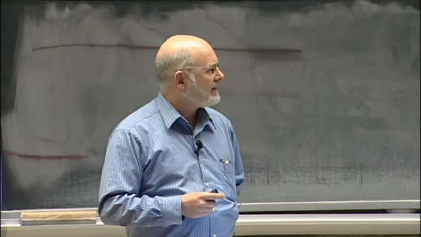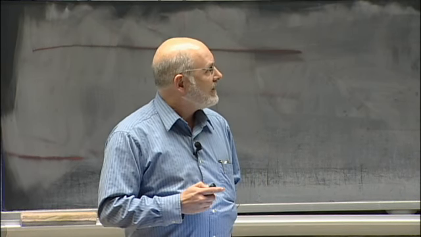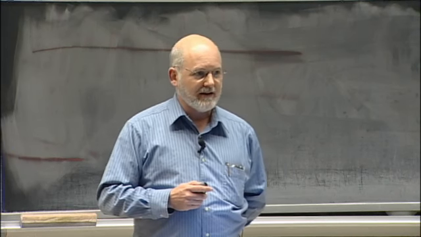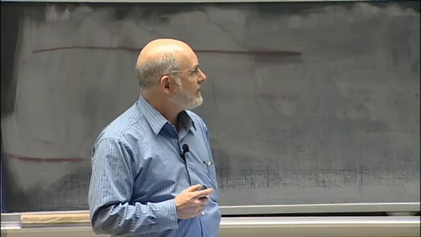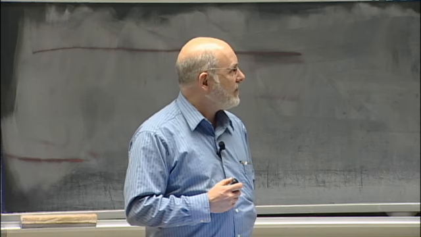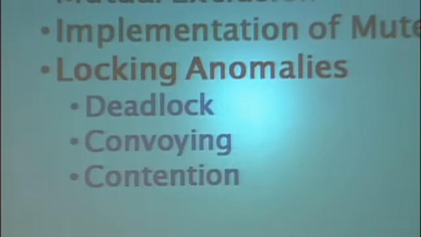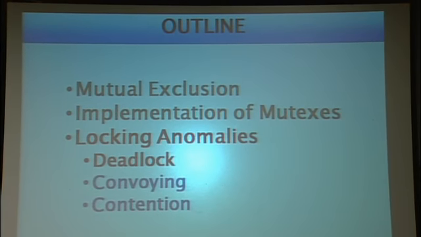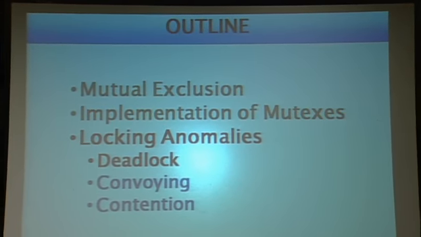Okay, so let's talk about some of the bad things that happen when you start using locks. I'm going to talk about three of them: deadlock, convoying, and contention. Deadlock is probably the most important one because it has to do with correctness.